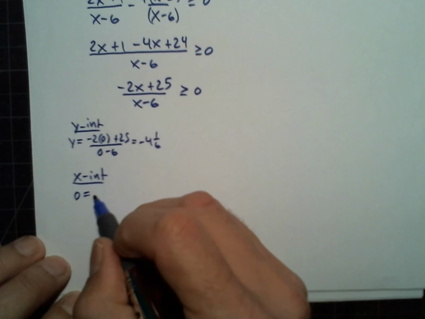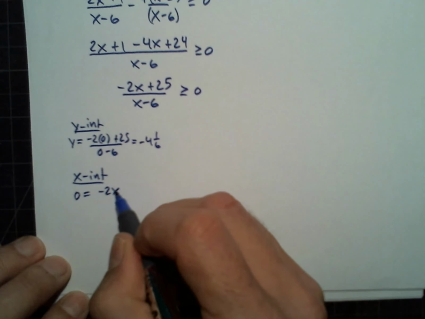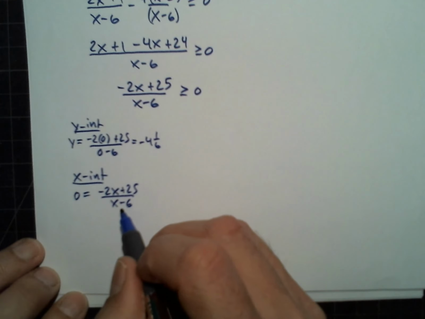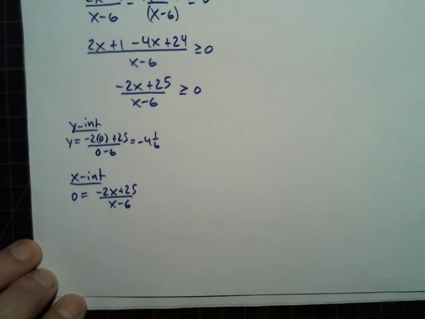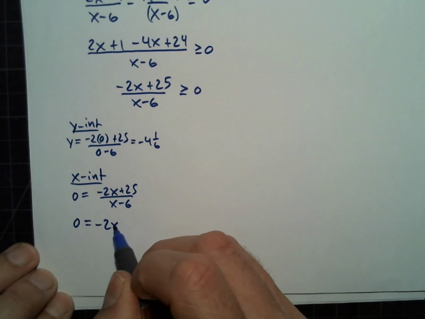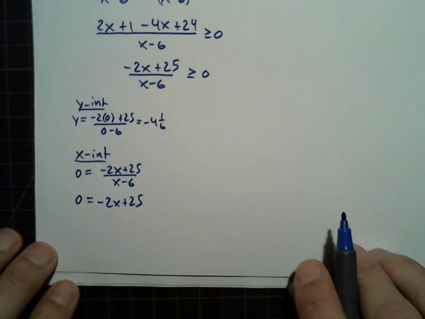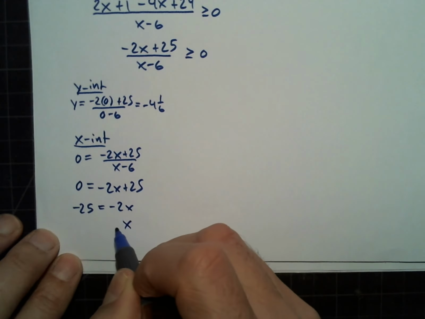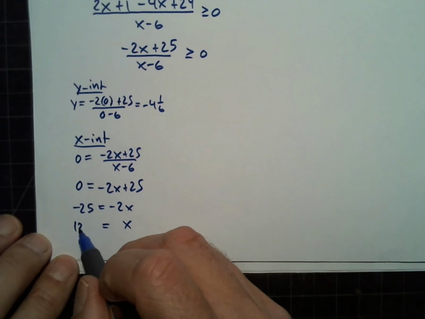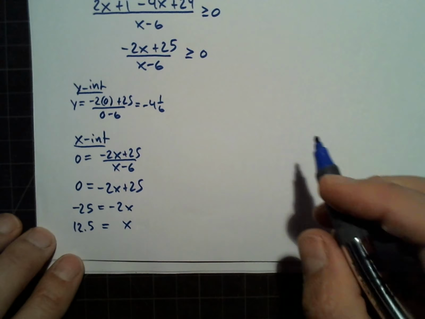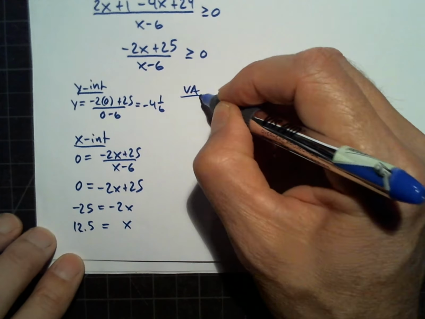For the x-intercept, find out when the y is 0. Multiply both sides by x minus 6. So we have the x-intercept. Let's also look for the vertical asymptote.